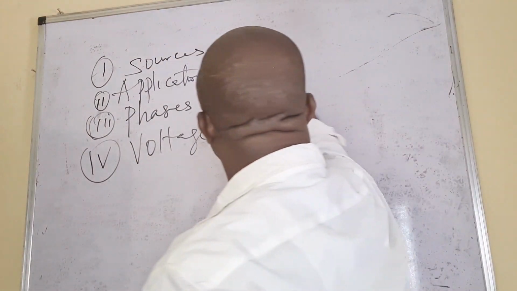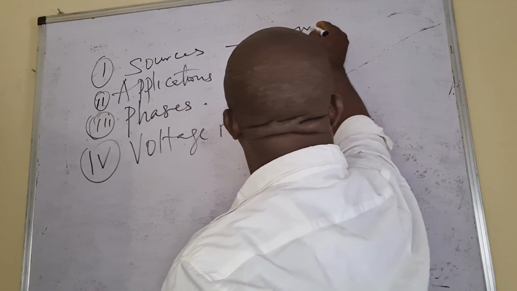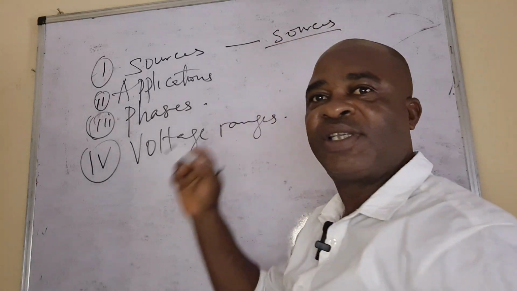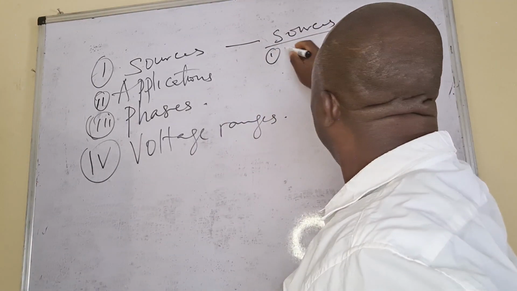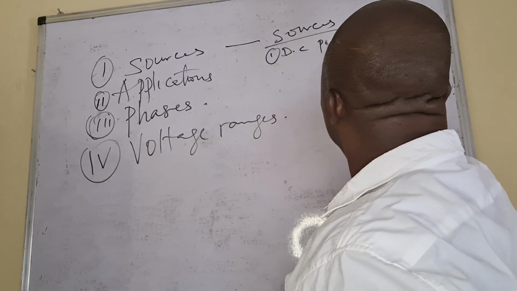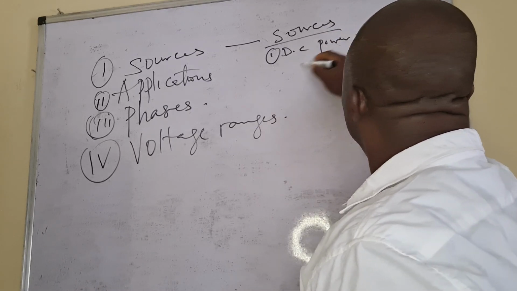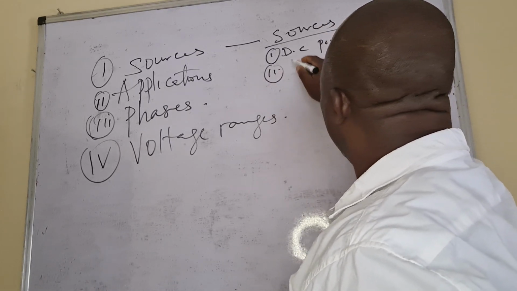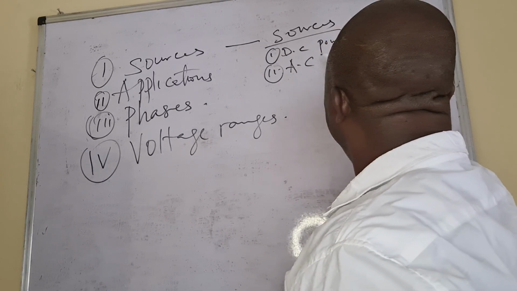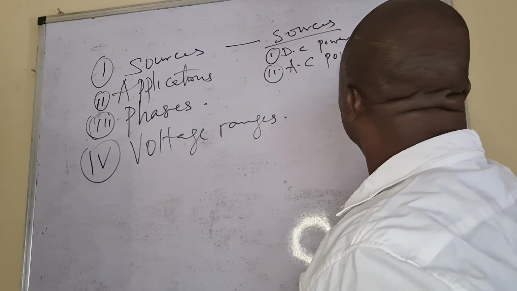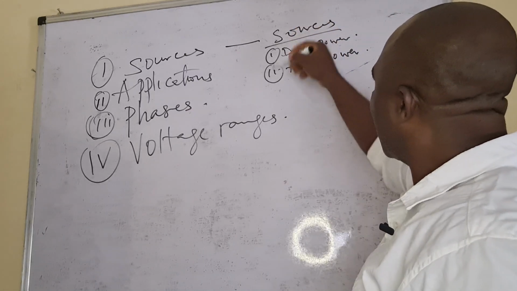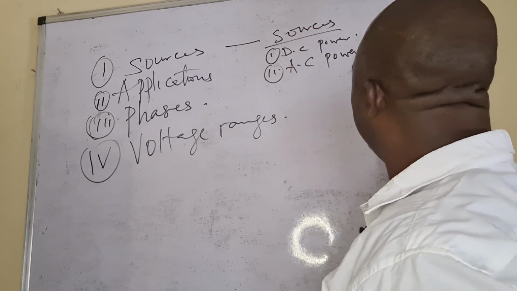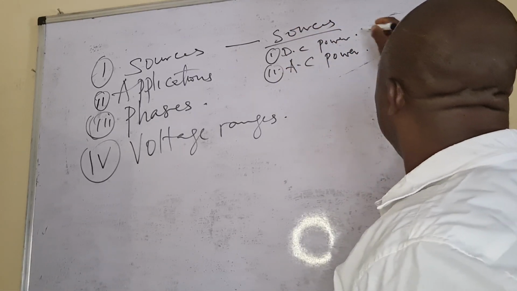Let's look at sources. Under sources, we have one, direct current power. Two, we have AC, which is alternating current power. So under sources now, we have one and two, which is direct current power and alternating current power.